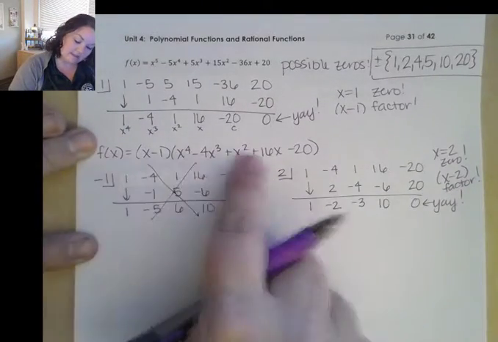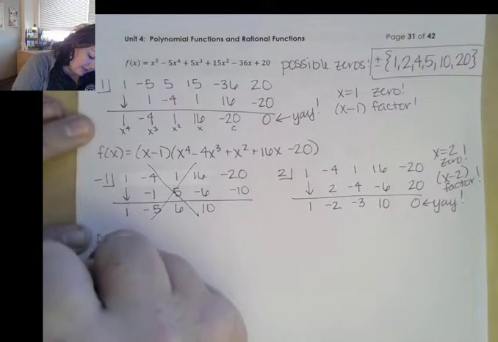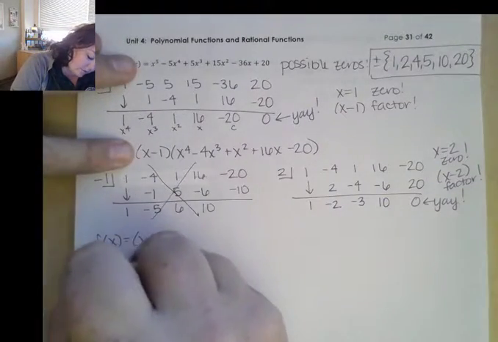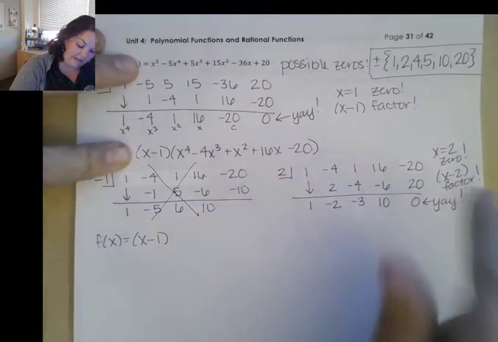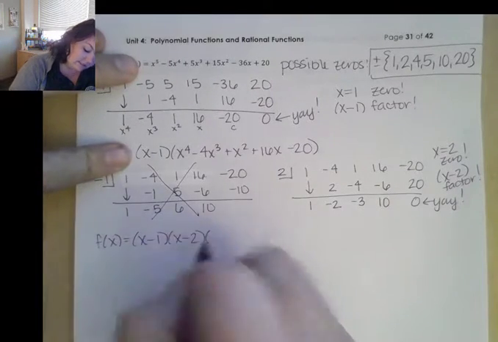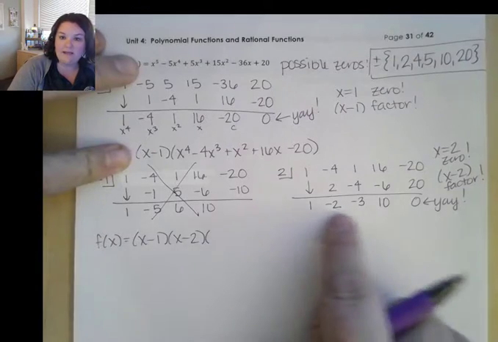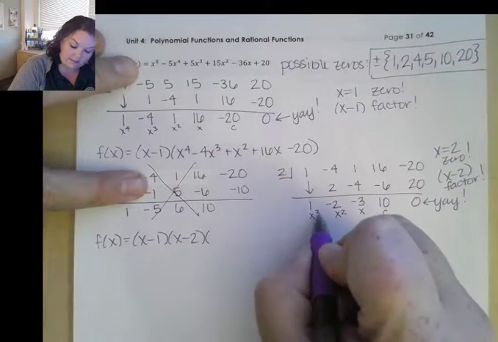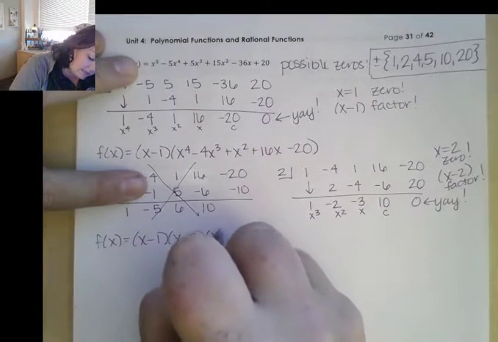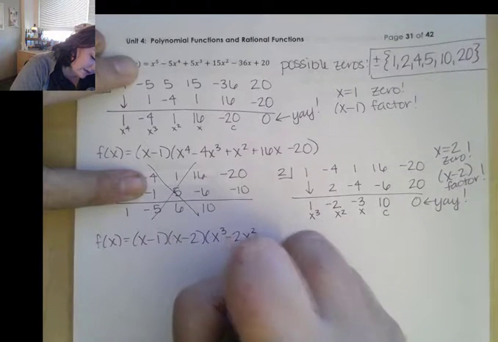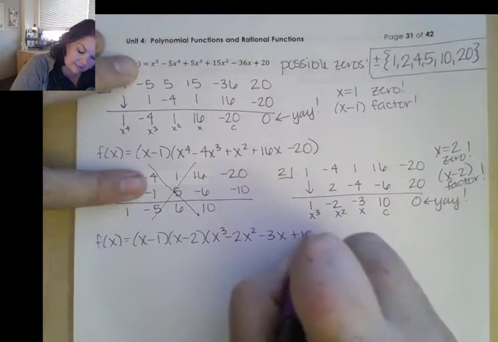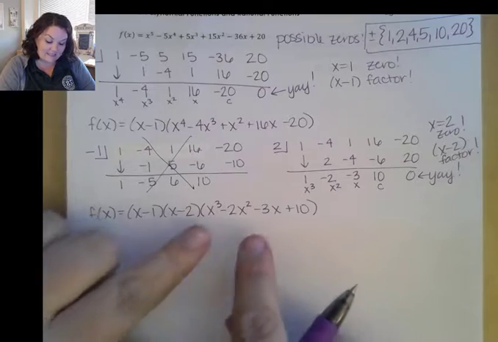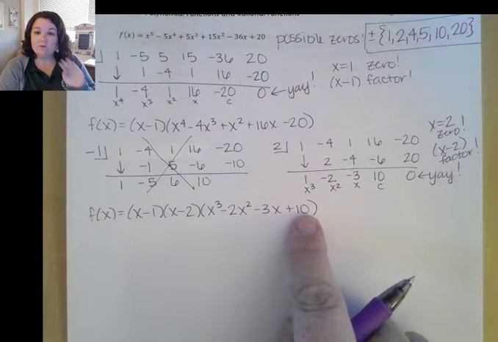So let's go ahead and write this broken down a little bit more. So we have our original function times the first factor we found up here, which was x minus 1, times the second factor we now found of x minus 2, times the remaining factor of my quotient, what I have left here. So this is my constant, this is my x, this is my x squared, this is my x cubed. So I'm left with x cubed minus 2x squared minus 3x plus 10. Okay, and this should be pretty good news, right? Because we're down to 4 terms, and 4 terms we can use grouping.